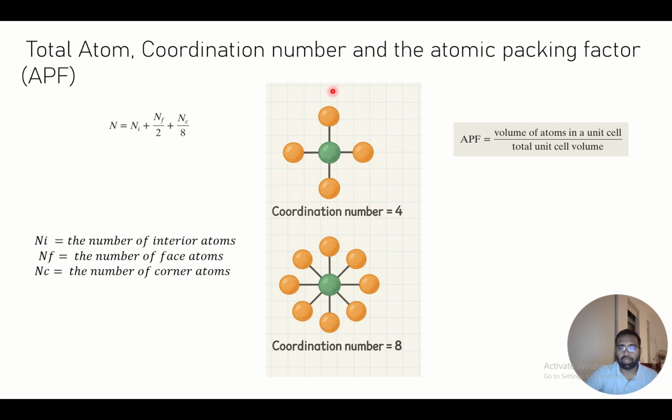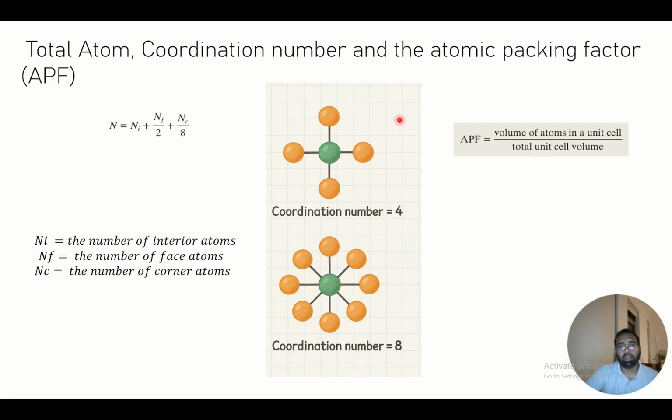And what is coordination number? Let's say you have some atom, and the number of nearest atoms surrounding it is called the coordination number. So this atom is there, and at a particular distance, let's say x, then x, then x, then x.